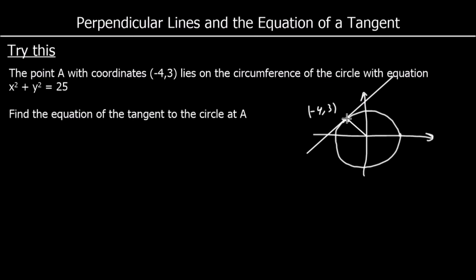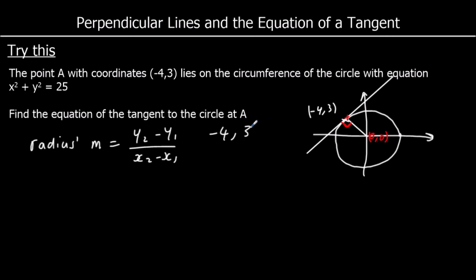So we're finding the equation of the tangent, and we're going to use the fact that the tangent and the radius meet at a 90-degree angle. The tangent and the radius are perpendicular lines. So we can find the gradient of the radius. The radius gradient is going to be the change in y over the change in x. And it goes through negative 4, 3, and 0, 0.